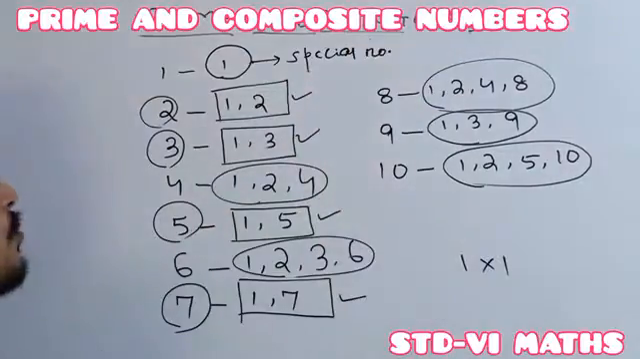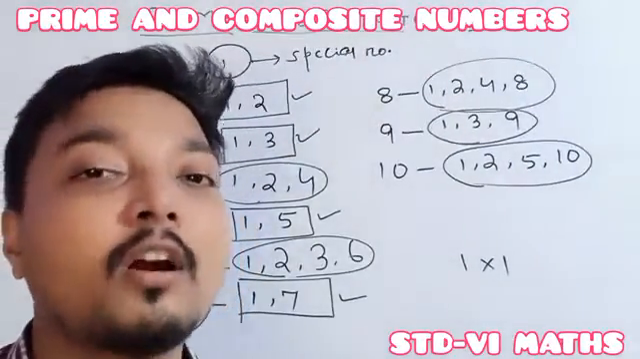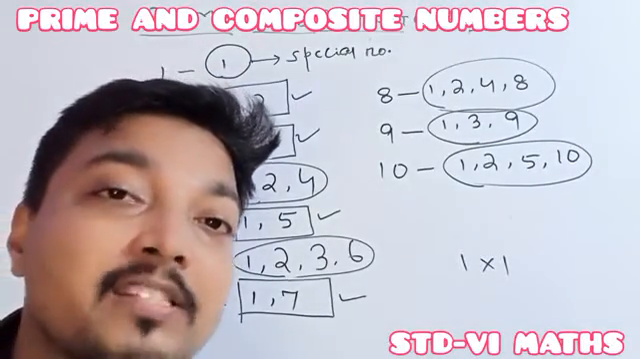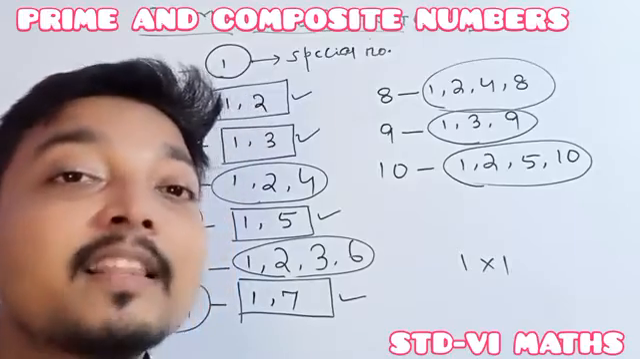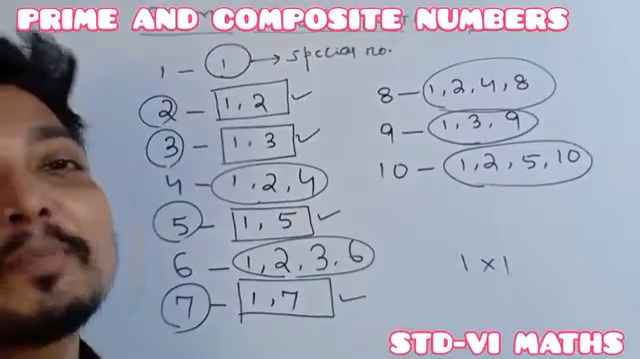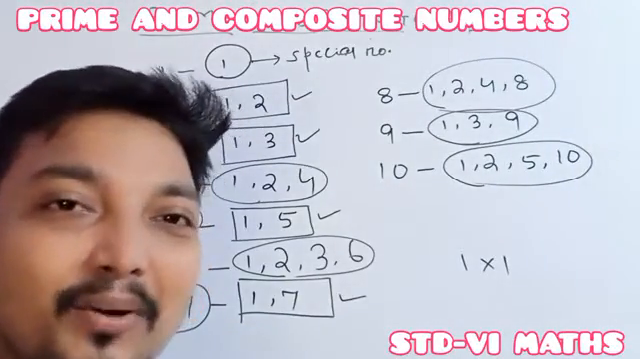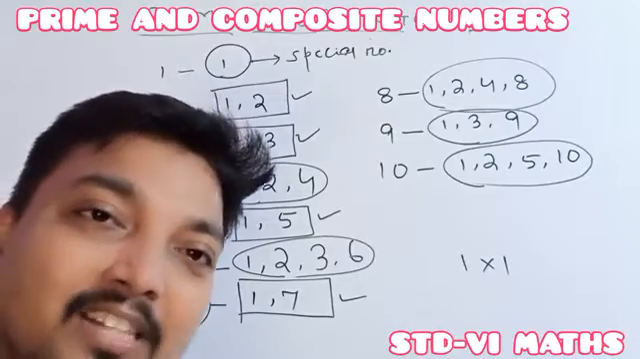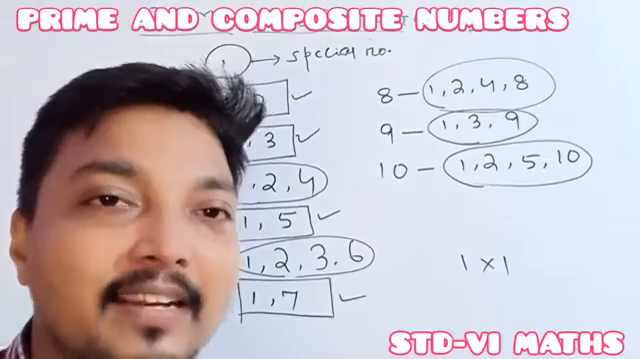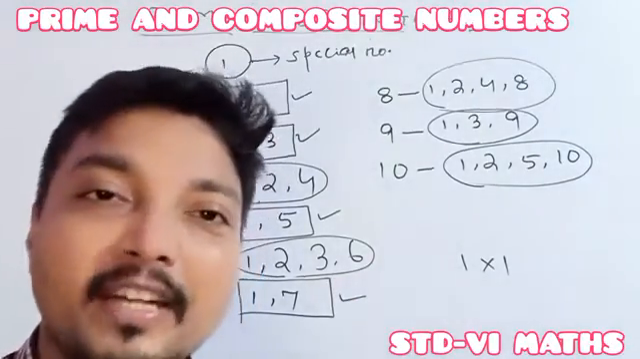1 is a special number because it is neither prime nor composite. Don't say that a prime number has 2 factors and a composite number is any number that is not prime, because not prime may mean a special number. Prime means 2 factors, composite means more than 2 factors, and a special number has only 1 factor. So 1 is neither prime nor composite.